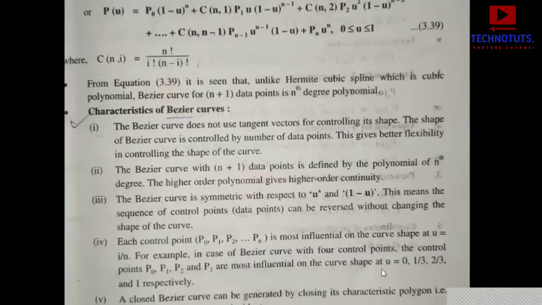See how we have obtained these values of u. Suppose we have to find four control points, then take the difference of the final value and initial value of u, and divide it by 4. That means the final value of u is 1 and the initial value is 0, so 1 minus 0 divided by 4. So 4 points will be obtained.